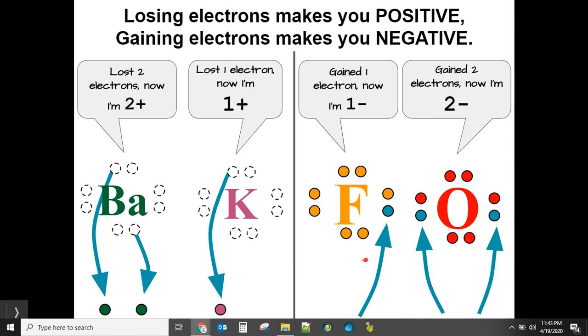If you're fluorine, and if the fluorine got an electron from someplace, then it has an extra negative charge. So now it is negative 1 charge for the ion of fluorine. If you are oxygen and you gain those 2 electrons from somewhere in the universe, then you've got 2 extra negative charges. So now it has a charge of negative 2.